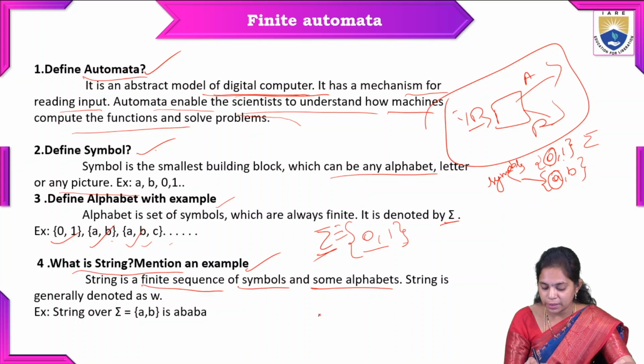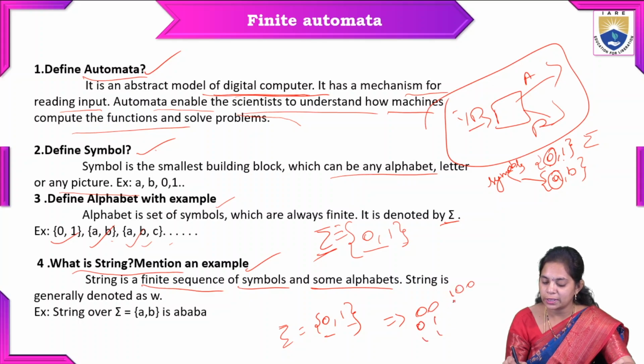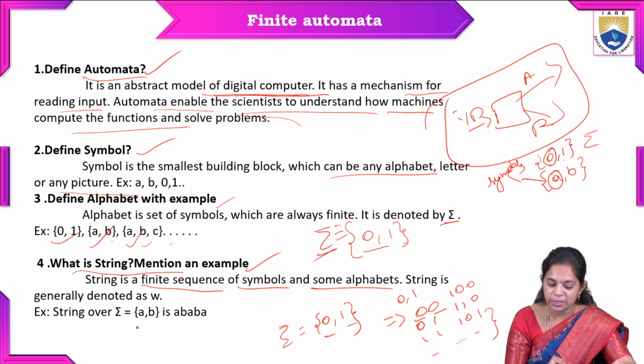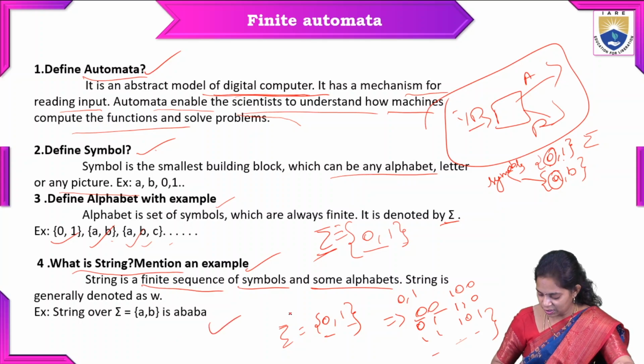Like here, sigma has the values 0, 1. With this 0, 1, what are the possible strings? How can we form the strings? Either it can be 0 or 1, or 0 1, 1 1, 1 0. These are of length 2, and we can also write values of single length like this. And 1 1 0 and 1 0 1, and so many possibilities of strings. So a finite sequence of symbols is represented as a string. So this is about the string.